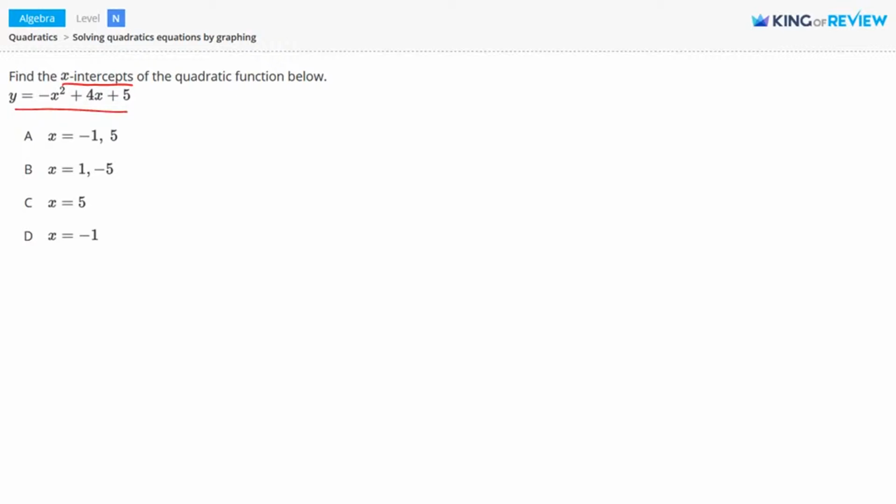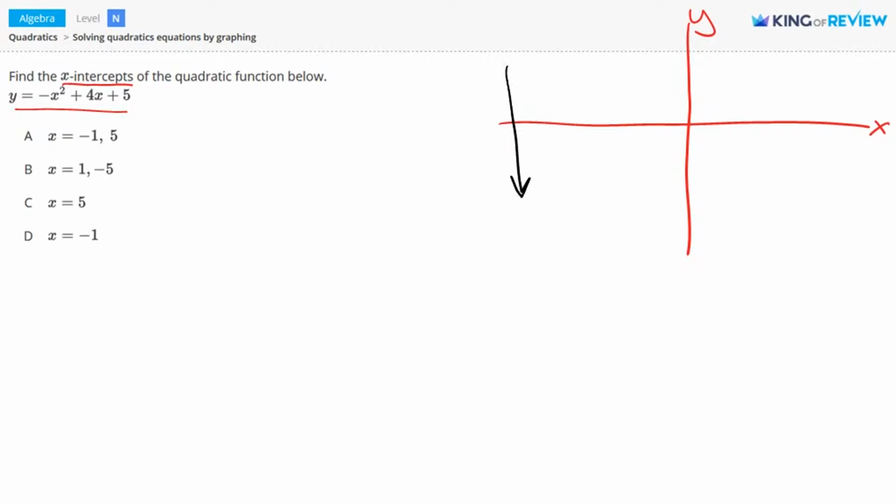Let's think about this. If we have a coordinate plane here, we have our x-axis and our y-axis. Now, if we plot a graph on this, let's say we're going to plot a line. So if we plot a line like this, our x-intercept is this point here. The x-intercept is where the graph crosses or touches the x-axis.